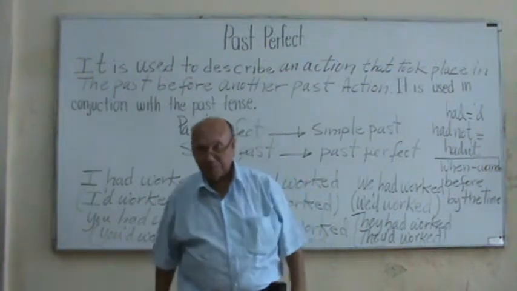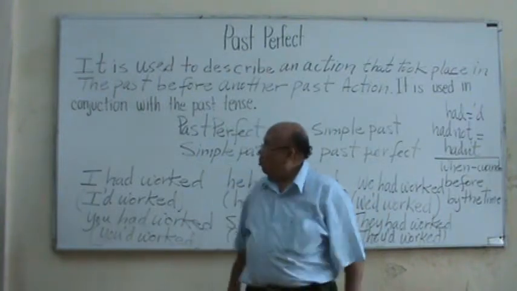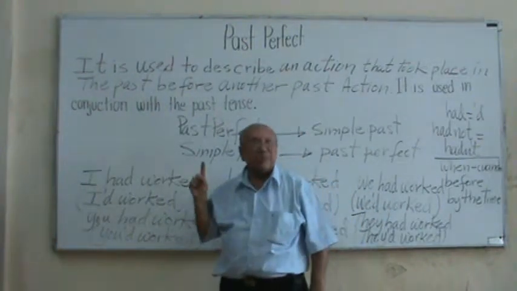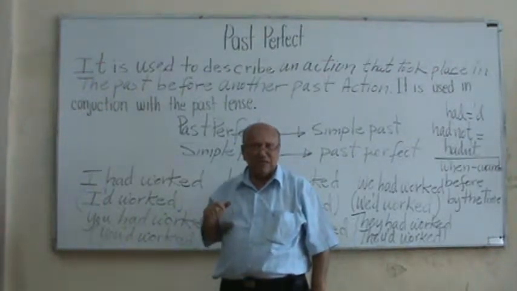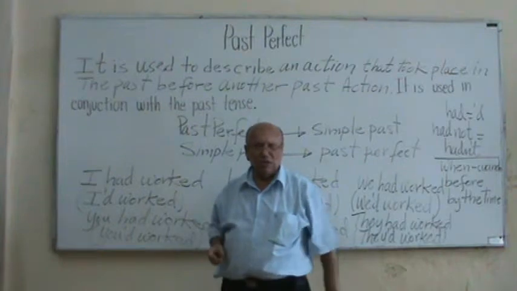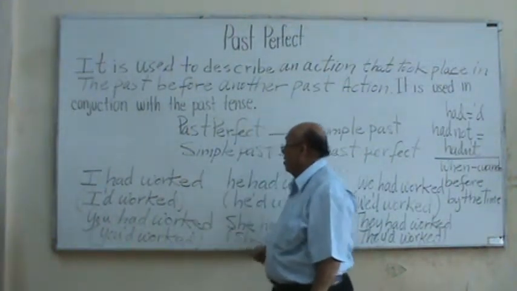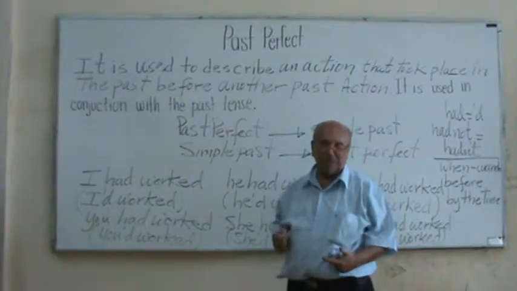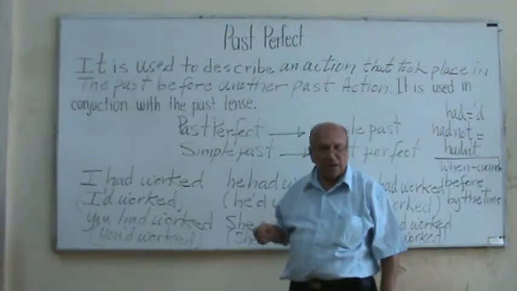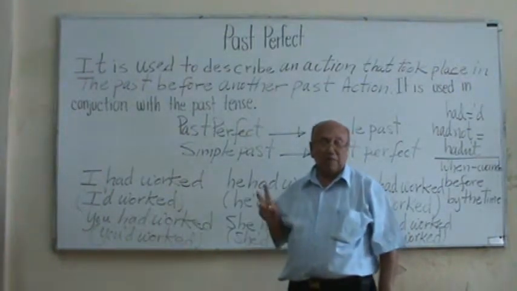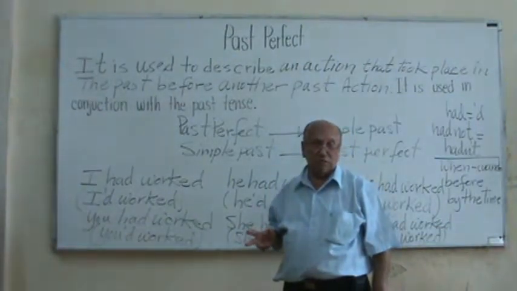In this video, you wonderful students, you are going to learn the past perfect. Past perfect in English is a construction made by using had plus the past participle. Had, H-A-D, plus past participle.